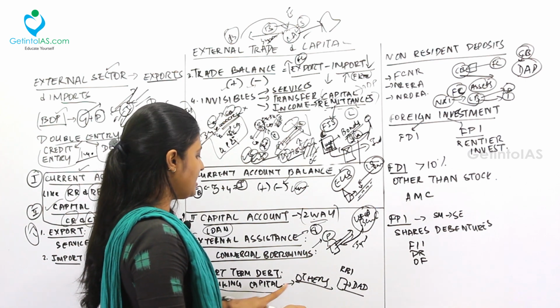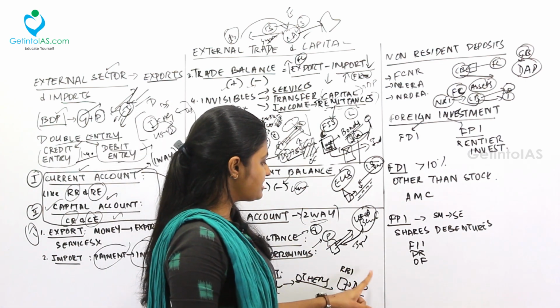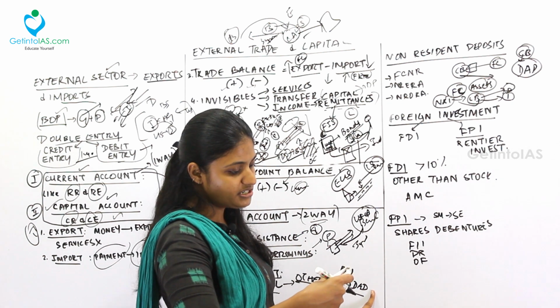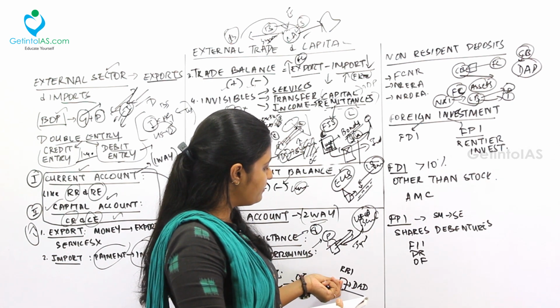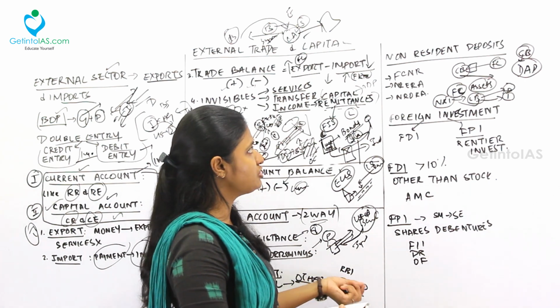So under the banking capital, under the others, you remember RBI has a certain deposit account, that is the Deposit Accounts Department. So under this, the loan amounts that the RBI borrowed will be given back at a later date, at a maturity date.